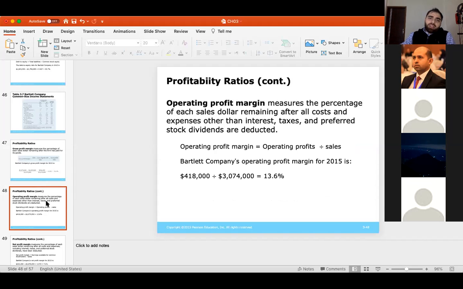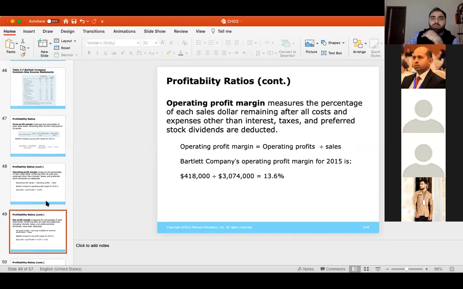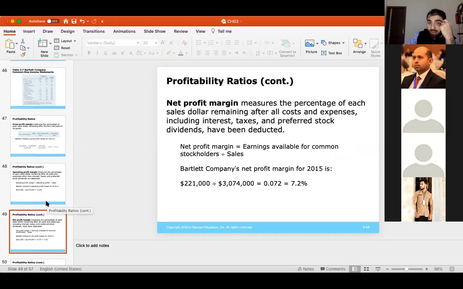Now we have the operating profit margin. In a very quick way, we divide the operating profits over the sales, and all of this data we can obtain from the net income statement.